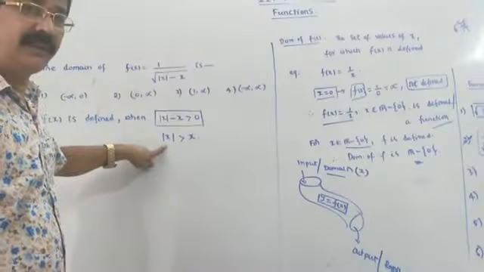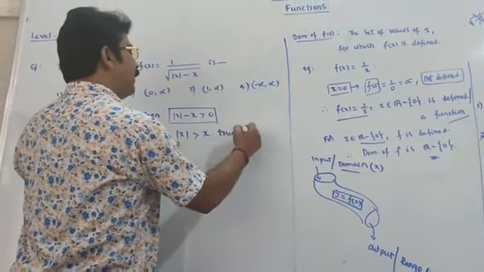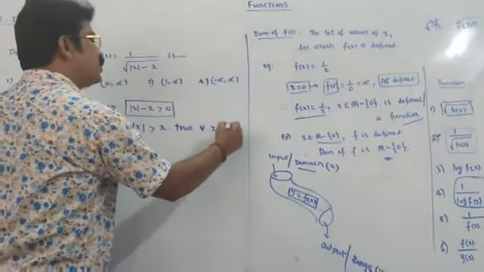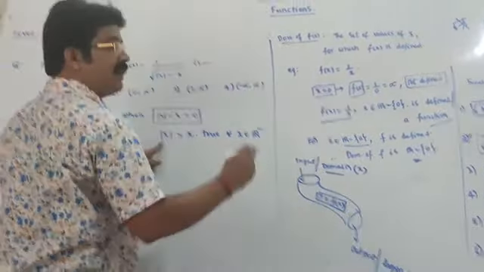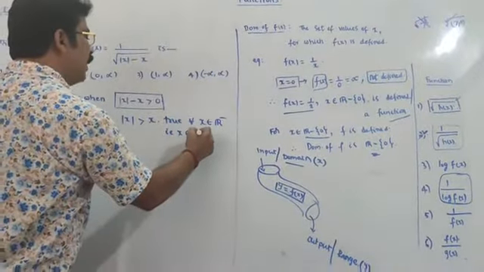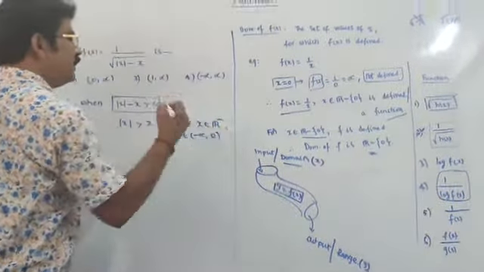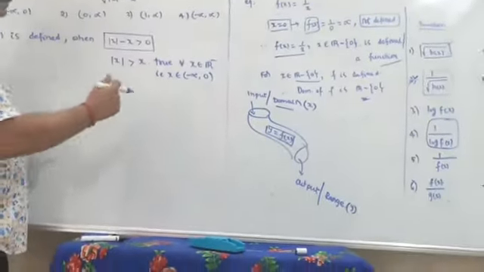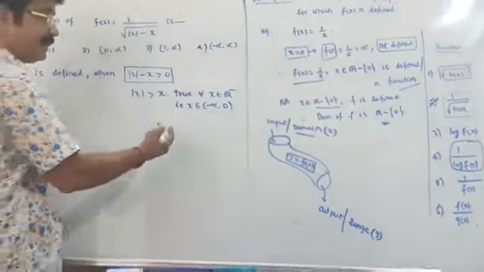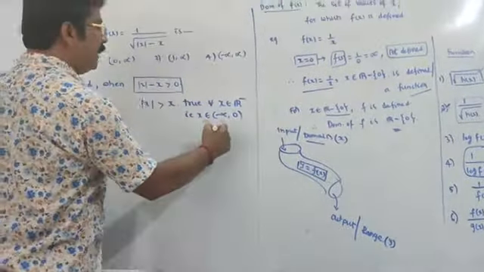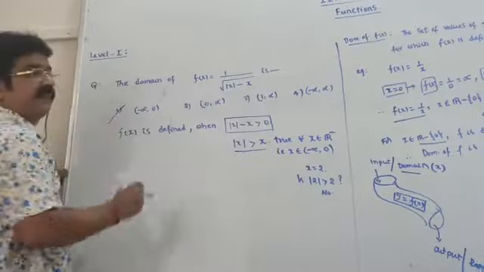So it is true for all x belonging to negative real numbers. Negative real numbers means what? That is, x belongs to the open interval minus infinity to 0. You can ask me, sir, what about positive real numbers? For example, let us take x equal to 2. Then is modulus of 2 greater than 2? No. So it is not satisfied for positive values. So therefore the first option is right.